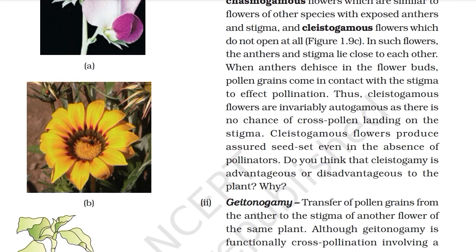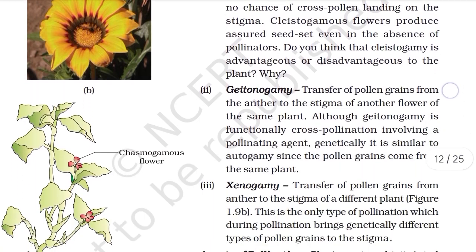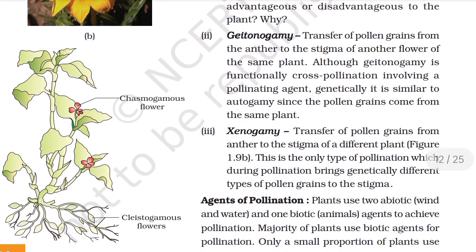Thus, cleistogamous flowers are invariably autogamous, as there is no chance of cross-pollen landing on the stigma. Cleistogamous flowers produce a sure seed set even in the absence of pollinators. Do you think that cleistogamy is advantageous or disadvantageous to the plant? Why? Geitonogamy. Transfer of pollen grains from the anther to the stigma of another flower of the same plant.